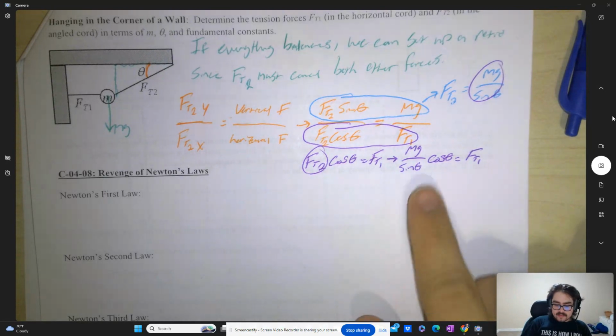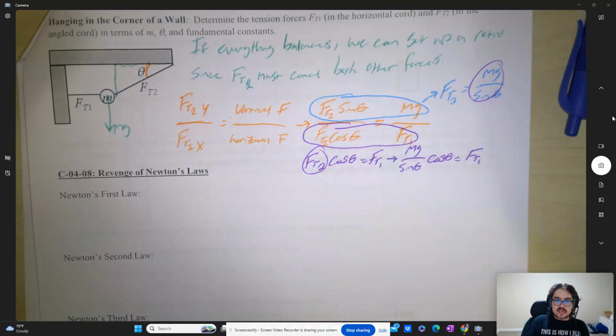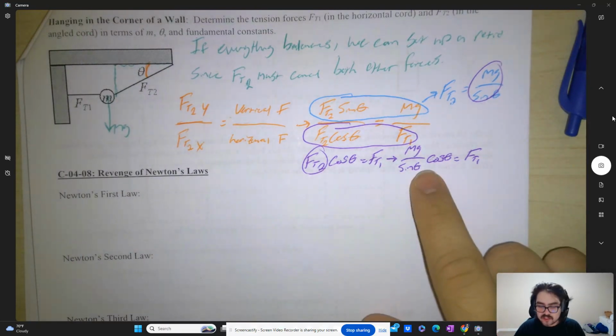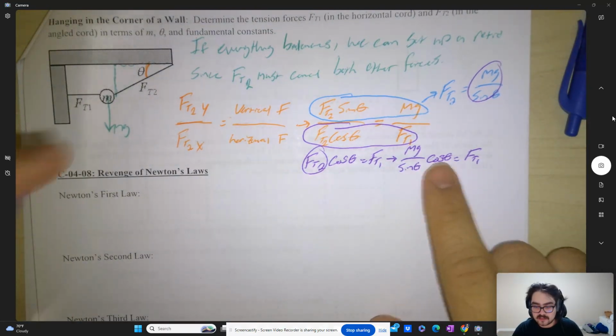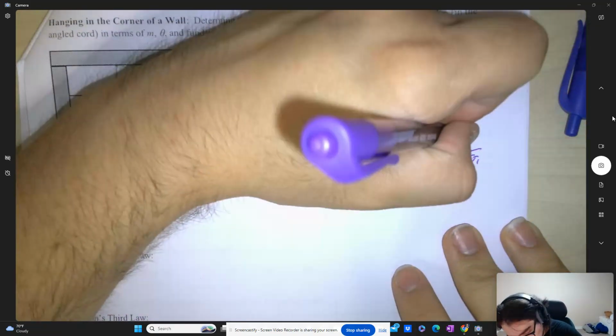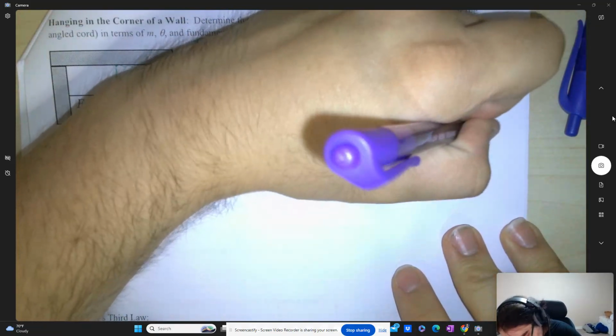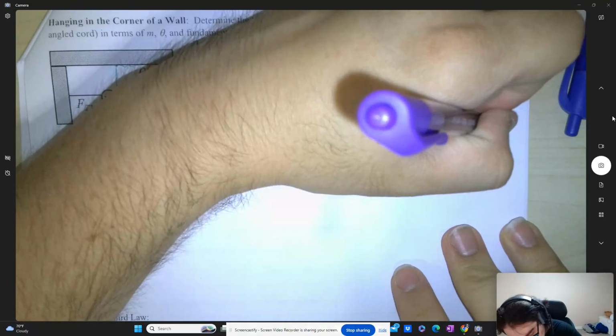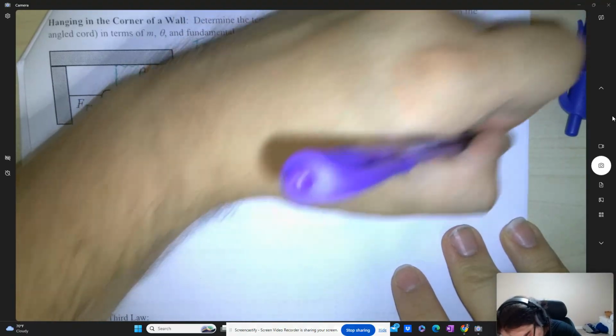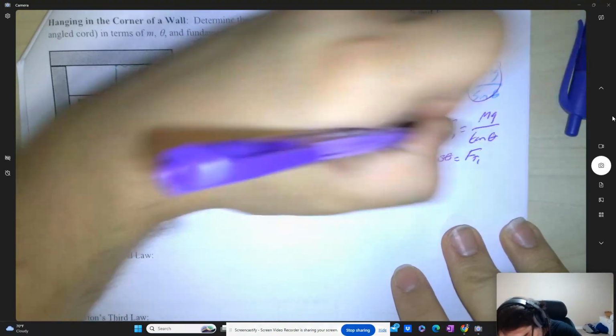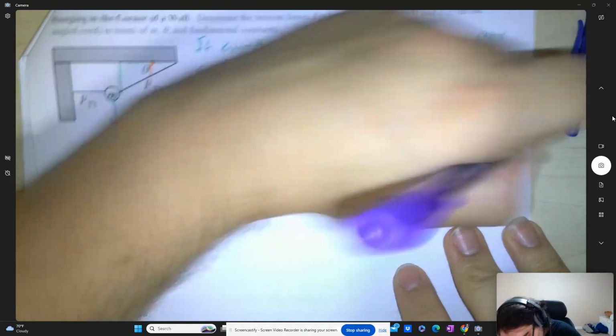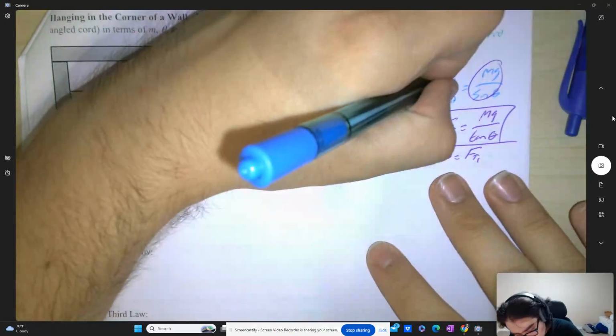And then you should recognize that sine over cosine is tangent, but if you invert it, it's cosine over sine, so this is actually 1 over tangent right here. So it's actually going to show us that ft1 is equal to mg over tangent theta. Just some shortcuts for you to know to get some tension stuff done.